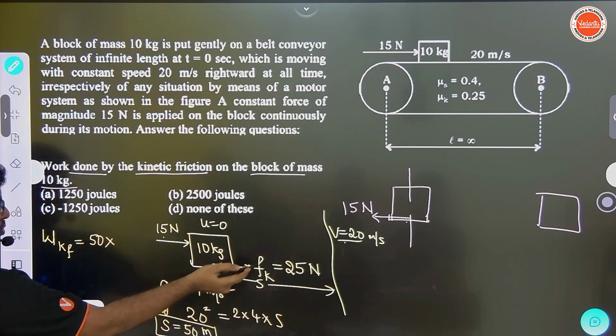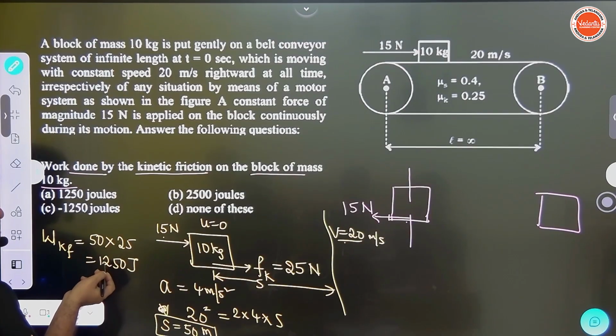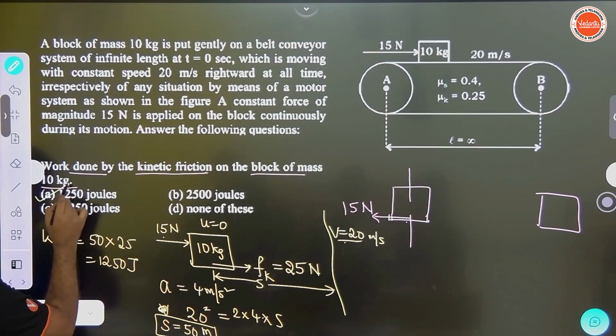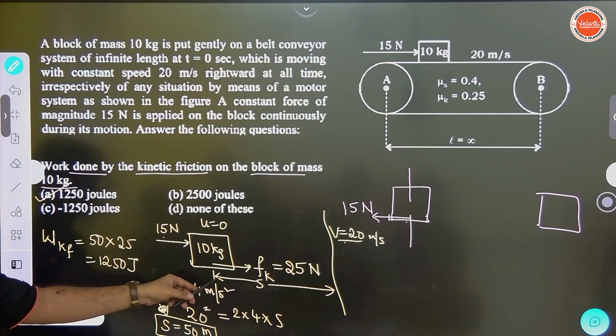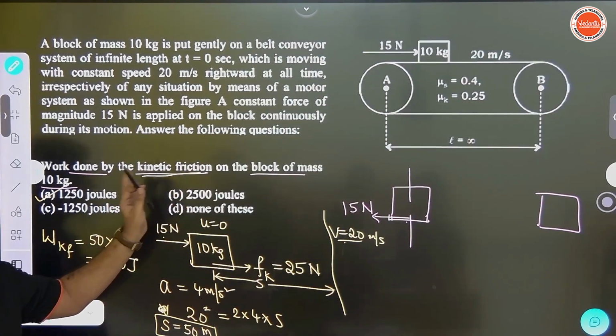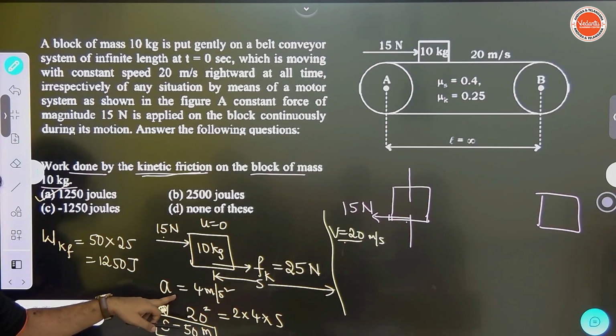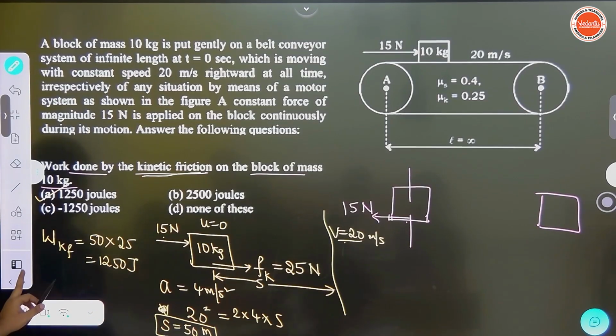50 into force into displacement directly, right? So that is your 1250 joules, and this should be positive work done, right? So it is option A. Clear with this? Now you should not count this or this also while calculating the work done, because they ask only due to the kinetic friction. But while finding the acceleration, you should consider this. Understood? Right.